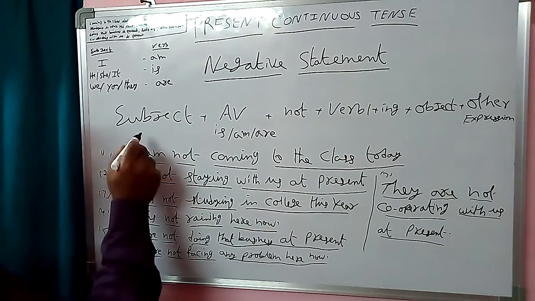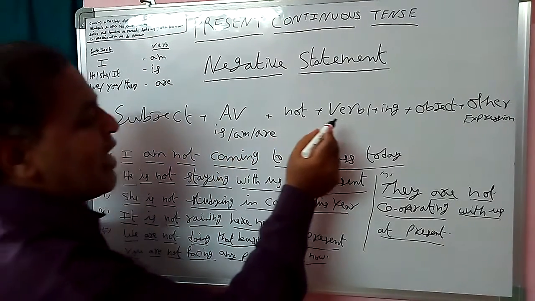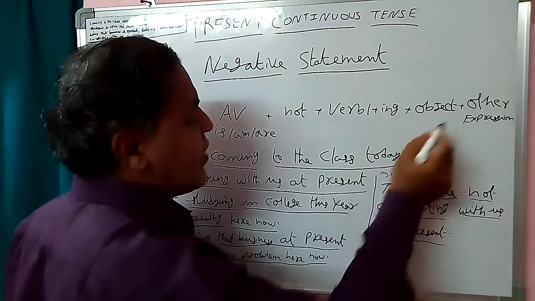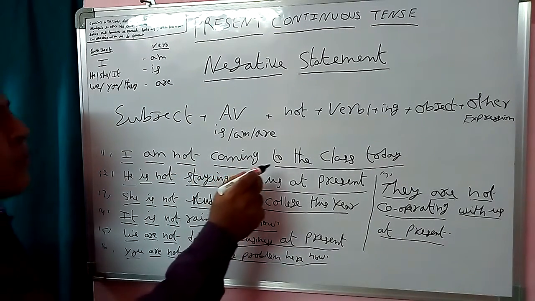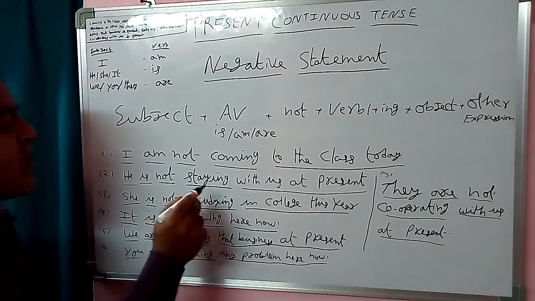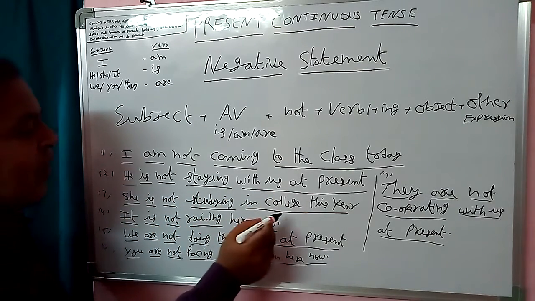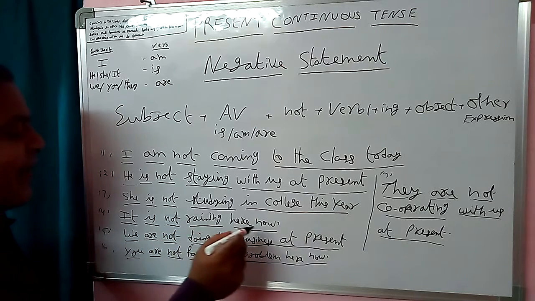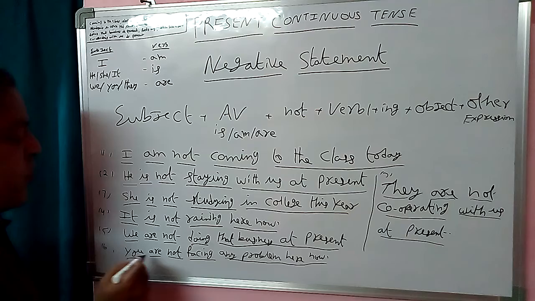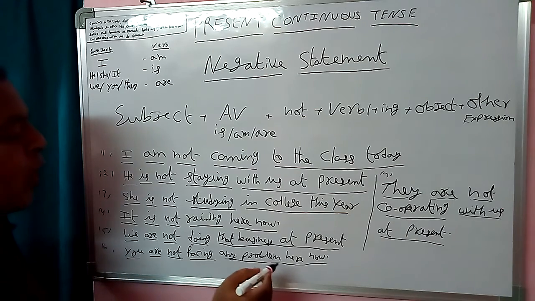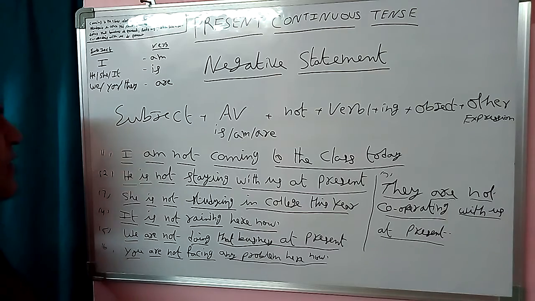Negative statement rule is subject, auxiliary verb, is, am, are, not, verb 1 plus ing, object, other expression. So examples are, I am not coming to the class today. He is not staying with us at present. She is not studying in college this year. It is not raining here now. We are not doing that business at present. You are not facing any problem here now. They are not cooperating with us at present.